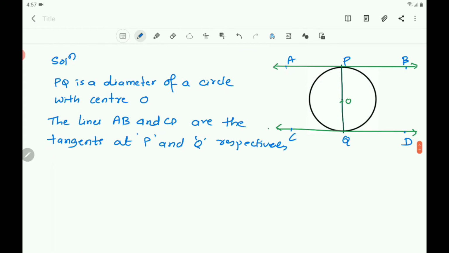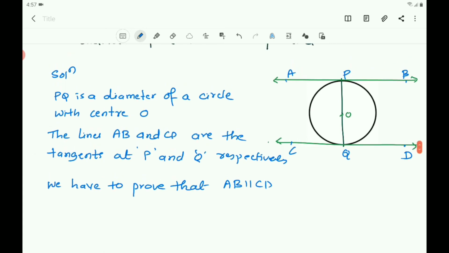So what do we have to prove here? We have to prove that AB is parallel to CD. Tangents at the ends of the diameters are parallel to each other. That you have to prove.